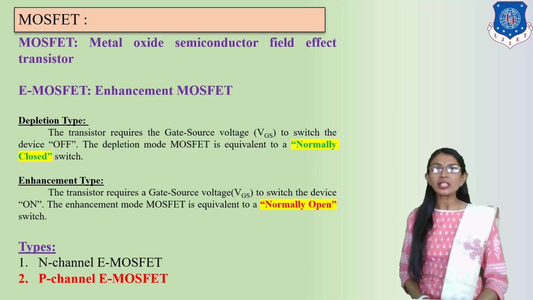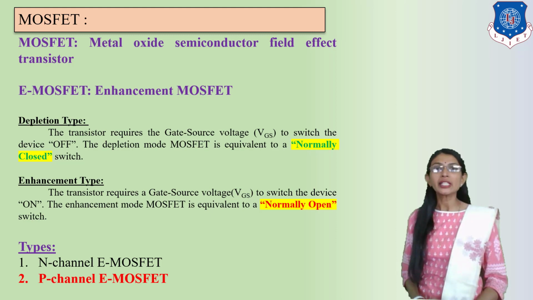So let's start with the definition of the MOSFET. The MOSFET is the metal oxide semiconductor field effect transistor. The E-MOSFET is nothing but the enhancement MOSFET. We have studied the two definitions of the depletion type MOSFET and enhancement MOSFET. In the depletion type, we require the VGS, the gate to source voltage, to switch the device off. The depletion mode MOSFET is equivalent to a normally closed switch.